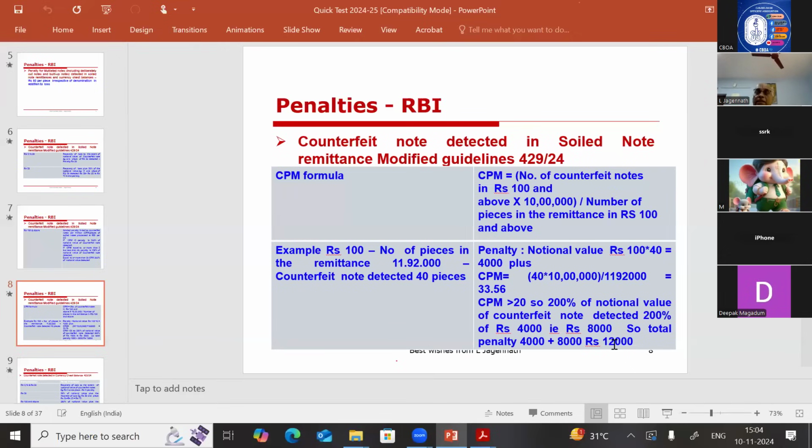Like that, in the soiled note remittance, if fake notes are deducted up to 5, 10, 20, then 50, then 100 and above. For 100 and above, we use the CPM methodology. CPM is counterfeit notes per million pieces. Okay, this is the way you have to do it.